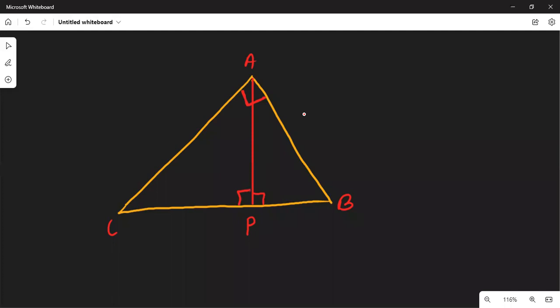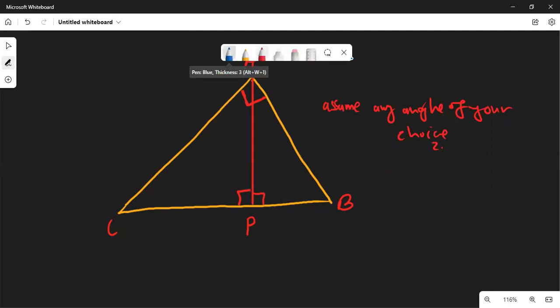Just in this case, assume any angle of your choice. Assume any angle of your choice. Name just one angle in this diagram. I want you to locate one angle and name it, maybe 30, but remember you are working with a right angle triangle, which means any angle you name must be less than 90 degrees.